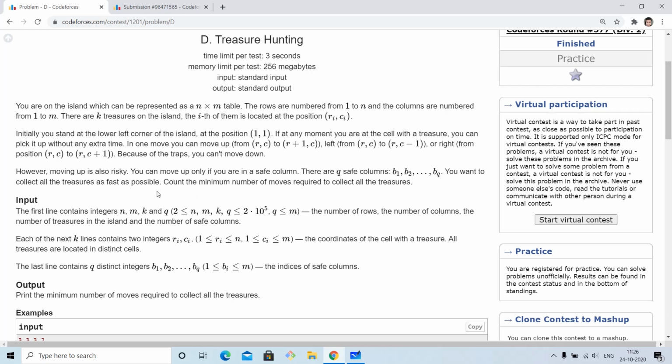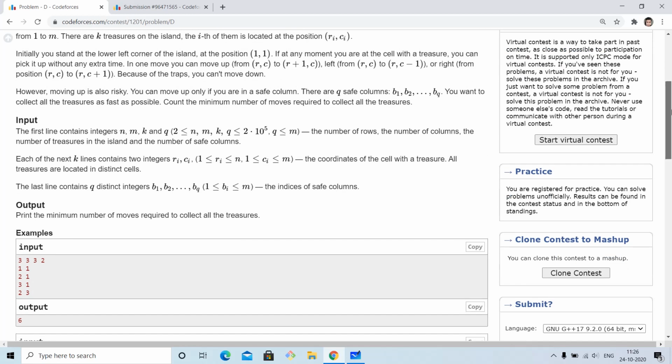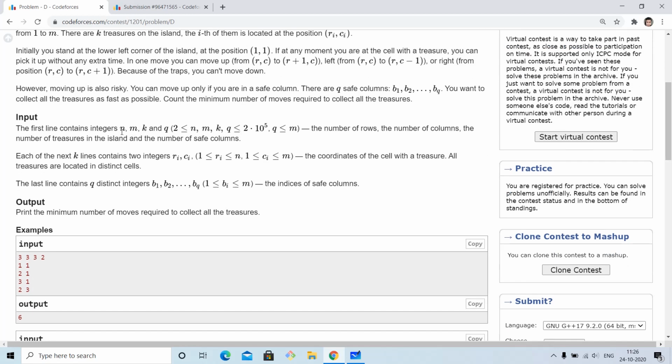For that we have to calculate the minimum number of moves required to collect all the treasures. And as for the constraints, the dimensions n and m of the table lie from 2 to 2 times 10 to the power 5, the number of treasures k also lies from 2 to 2 times 10 to the power 5, and the number of safe columns q can also be up to 2 times 10 to the power 5.